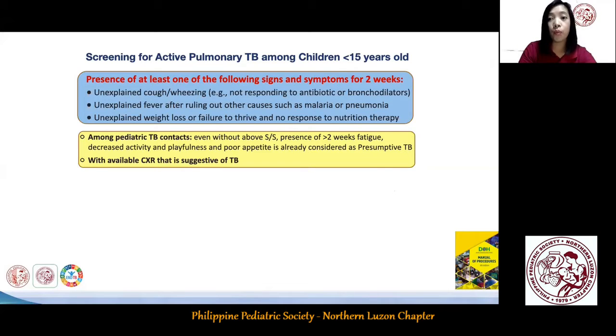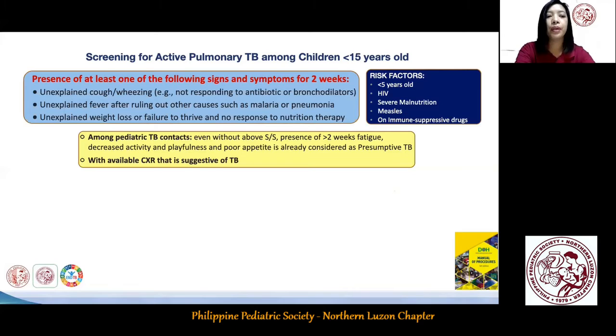This will be with or without the risk factors that predispose to a higher chance of acquiring TB infection or having a more severe course of illness, such as age of less than 5 years old, presence of HIV, severe malnutrition, measles, or use of immunosuppressive drugs. There's a caveat here: among pediatric patients who have TB contacts, even if you don't have the above signs and symptoms, the presence of decreased activity, decreased playfulness, and poor appetite that lasts for 2 weeks means you can consider them as having presumptive tuberculosis also. Or if they come to your clinic with chest x-rays that are suggestive of tuberculosis.